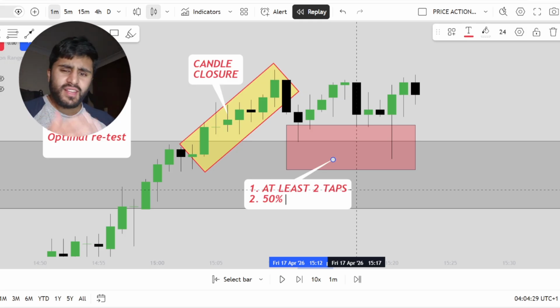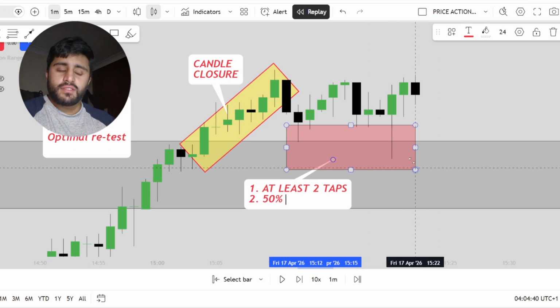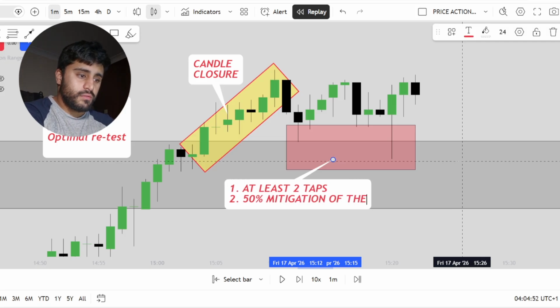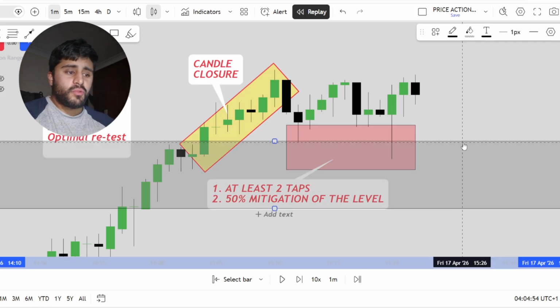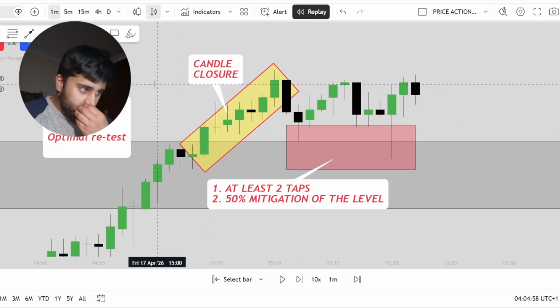So I think the ICT traders have a term for this, which I can't remember off the top of my head. It doesn't really matter. 50% of the level needs to be hit. So here we had a little bit, I know it's a little bit less than 50%. However, I will show you why I still went long. But you want to have around or at least 50% of the level being mitigated. 50% mitigation of the level, right? So in other words, you want to see price coming into the level a significant amount, at least twice, right?